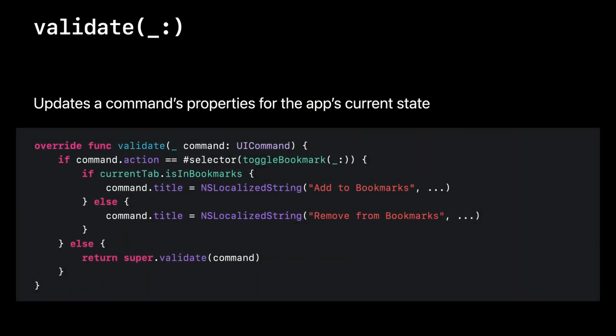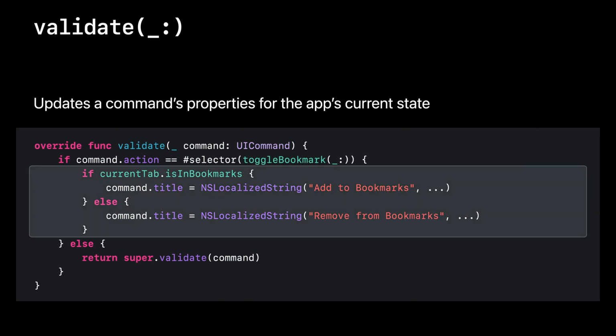The other useful method is validate(_:). When UIKit finds a target responder for a key command, it calls this method on that responder and passes in a copy of the command. Responders can override validate to update the appearance of the command for the current state of the app. Here, the app updates the title of the Toggle Bookmark command based on whether or not the current page is bookmarked. The title set in this method will reflect in the shortcut interface when it appears. In iPadOS 15, UIKit is introducing a major change to the responder chain.